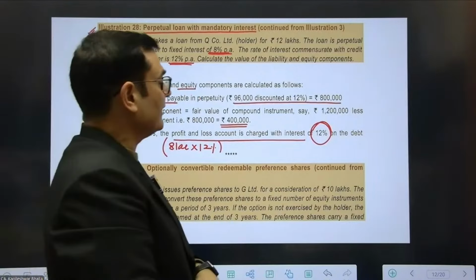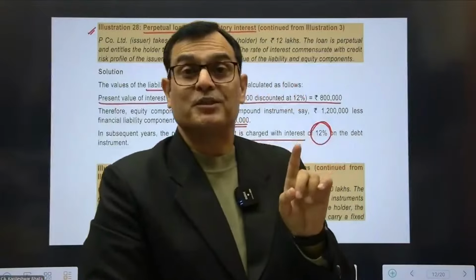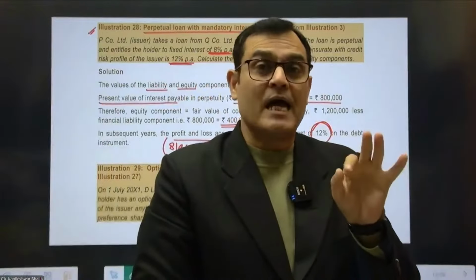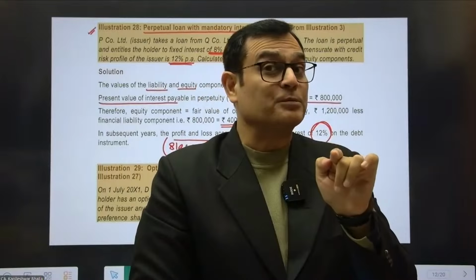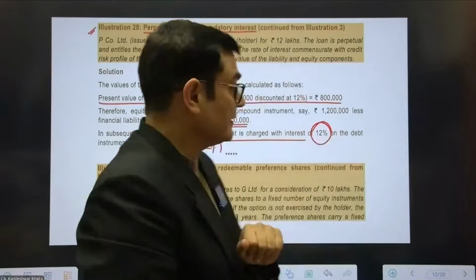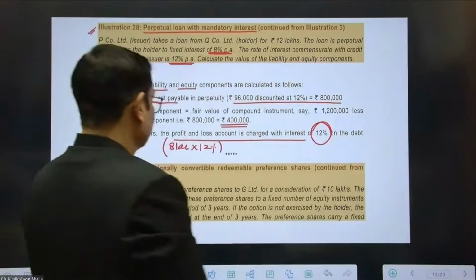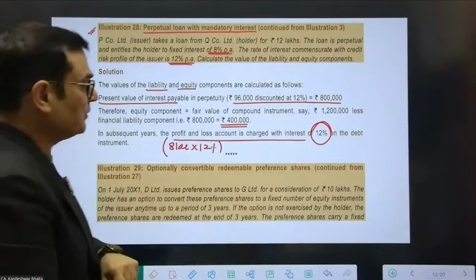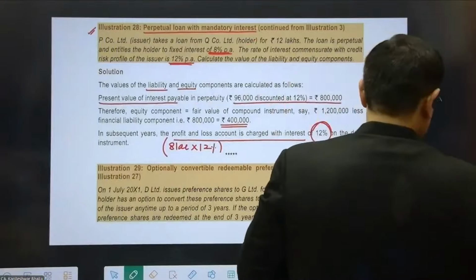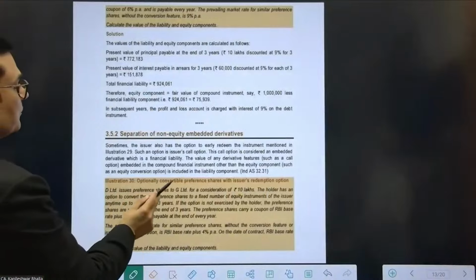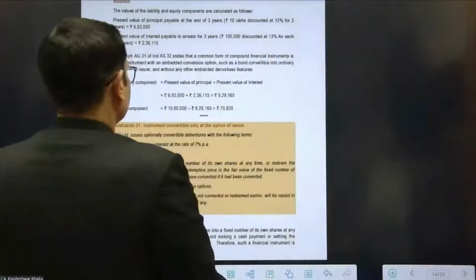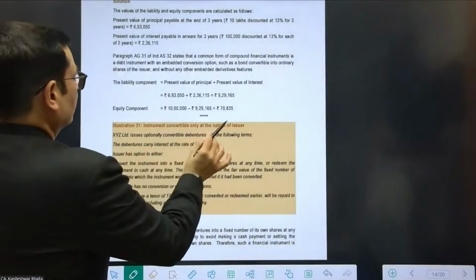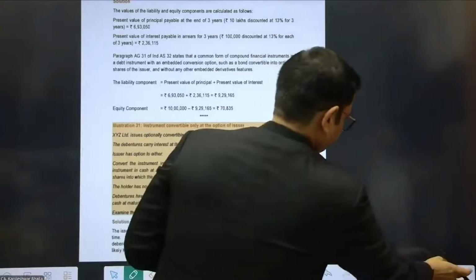Now let's go to the next one. So this is a case of a perpetual loan. Now we need to see the accounting in terms of that embedded derivative, which is optionally convertible in nature. Now see the setup. Illustration number 29, optionally convertible instruments. Same illustration continued. Then you can see optionally convertible preference share with the issuer's redemption option. And then there is an instrument convertible at the option of the issuer.